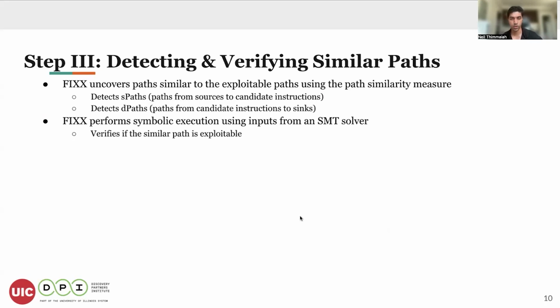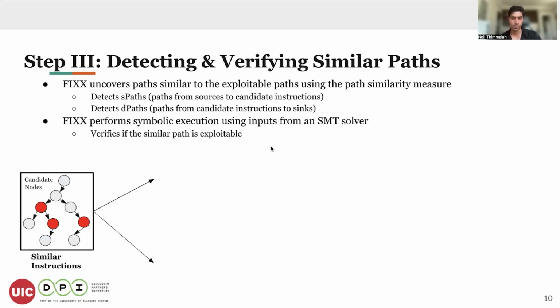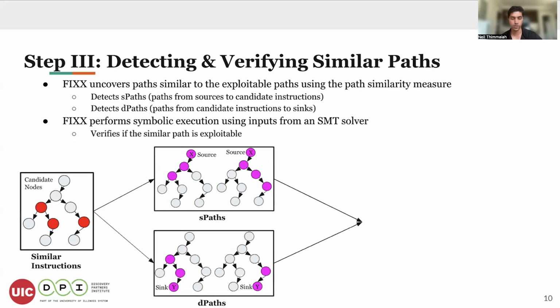FIXX then performs symbolic execution using the inputs from the SMT solver, and eventually verifies if the similar path is executable. So using a figure to understand this, we see that given the candidate instructions which are similar to the seeds themselves, we proceed to find S paths, which are paths from source nodes to the candidate instructions, and then D paths, which are paths from the candidate instructions to the sink. And once we have the S paths and D paths, FIXX performs symbolic execution using Z3 as its SMT solver, and then discovers exploitable paths and then verifies them.